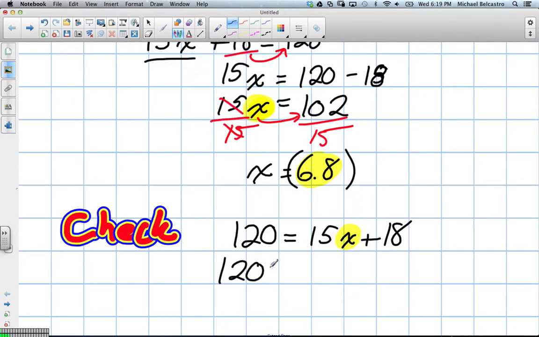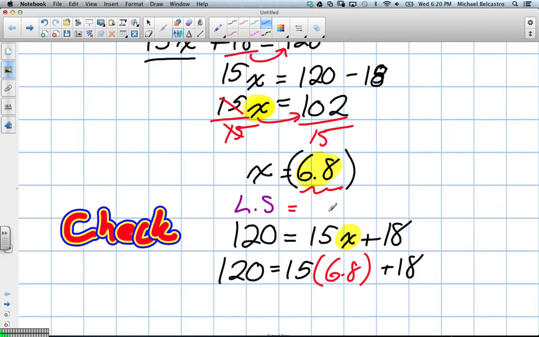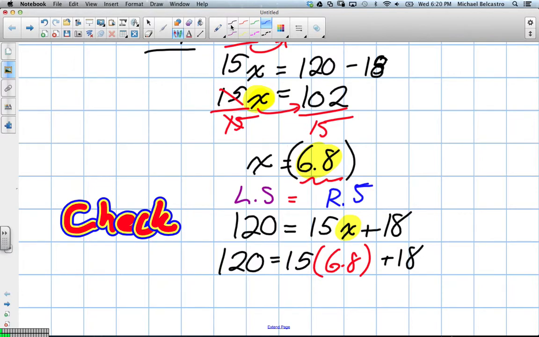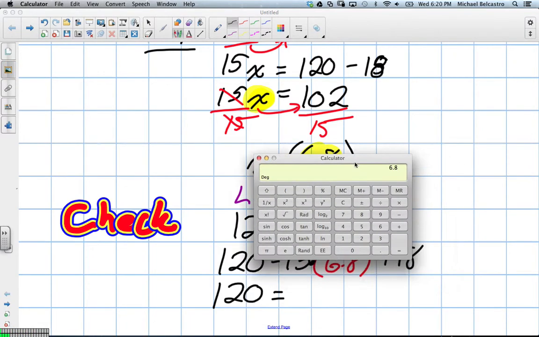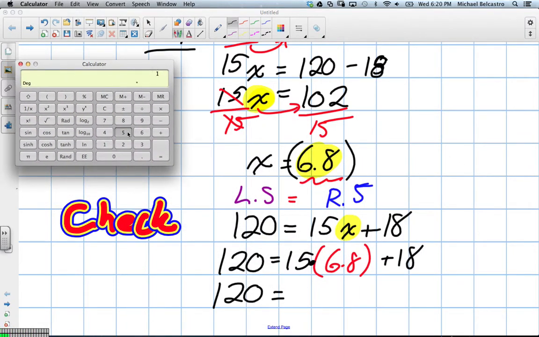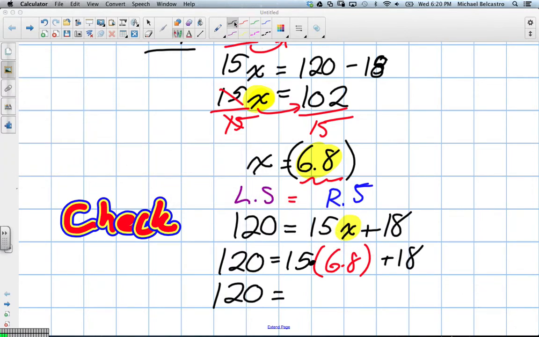So we have 120 is equal to 15 times 6.8. Okay, we took the 6.8 from above. Plus 18. And what we're going to check for is that the left side of the equation is equal to the right side of the equation. That's how we check. So when we multiply these values, we get 120 is equal to 15 times 6.8. So let's use our calculator. We have 6.8 times 15 gives us 102, which is a familiar number.